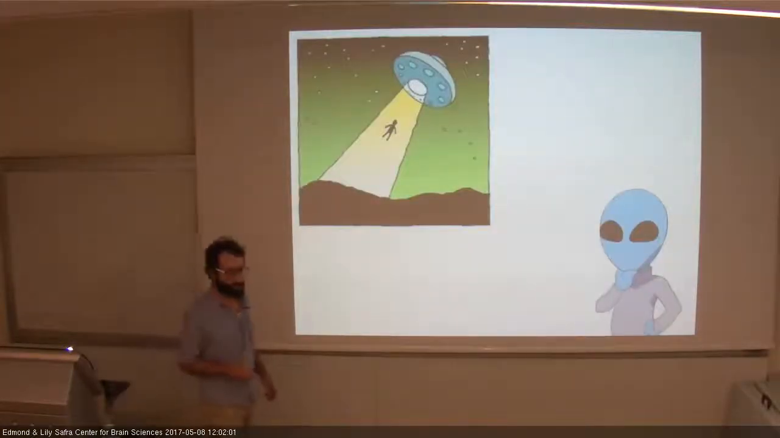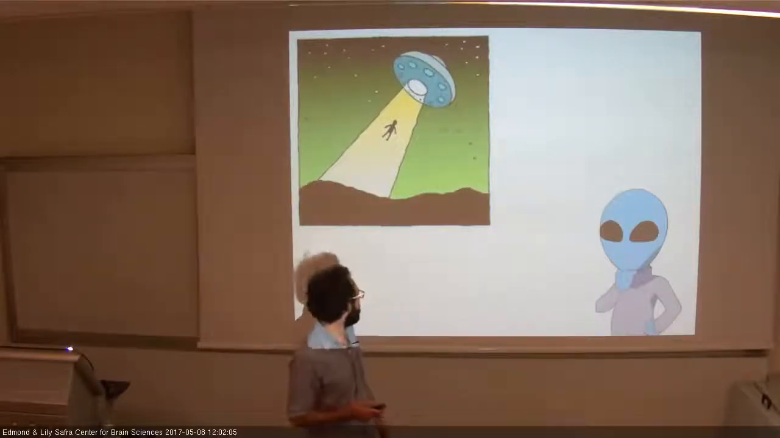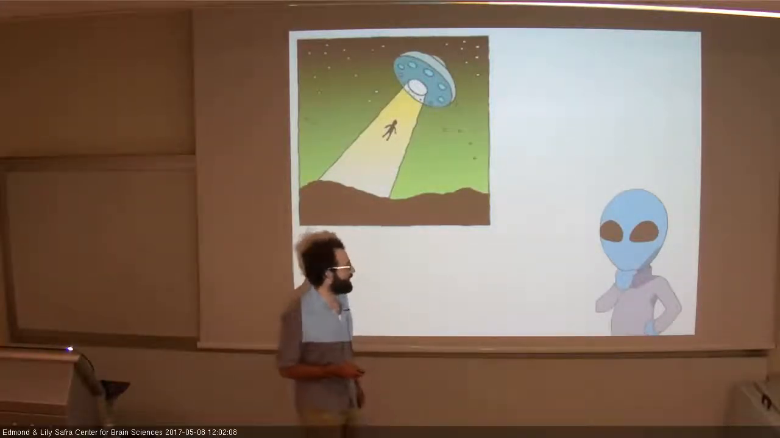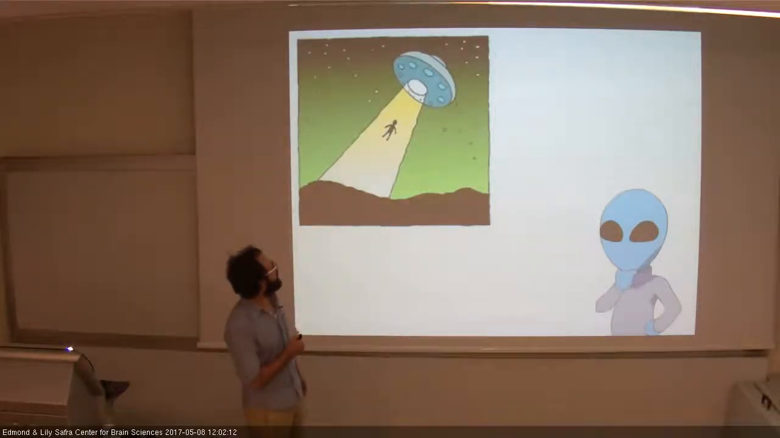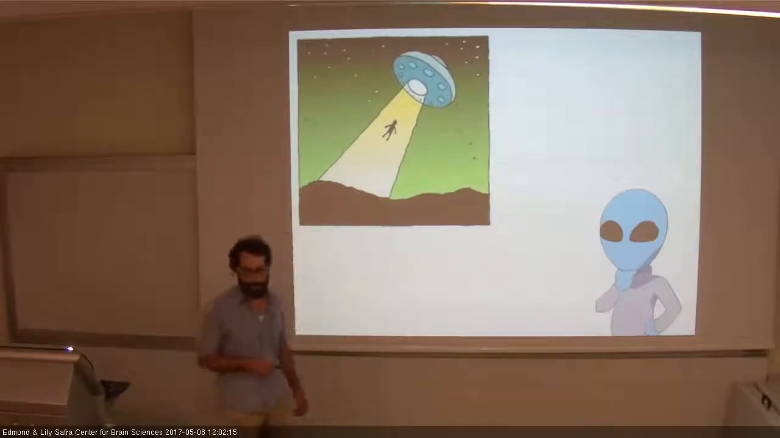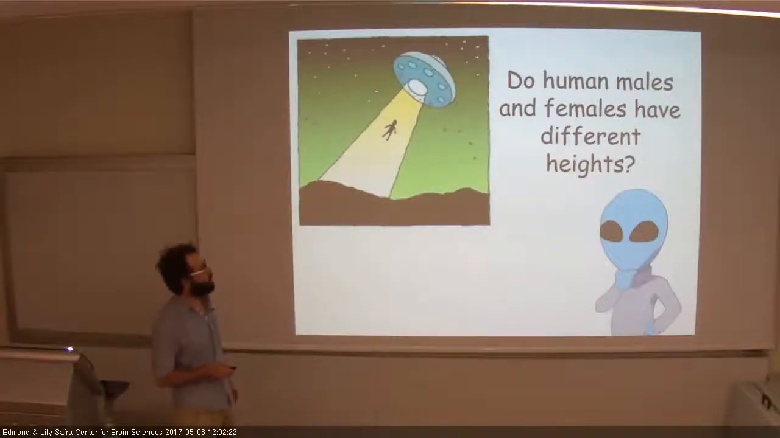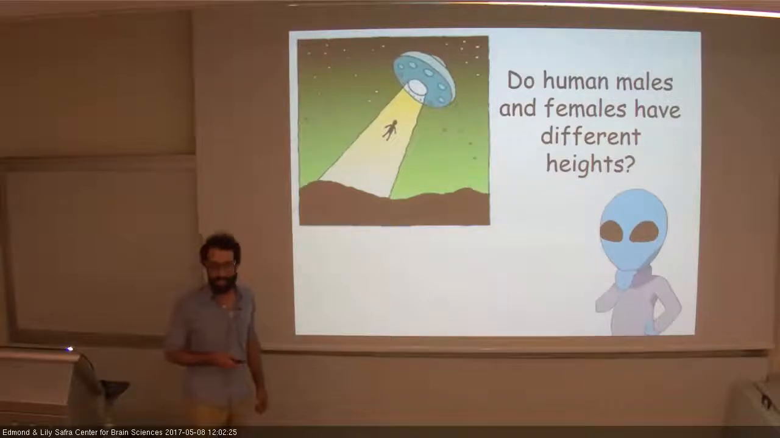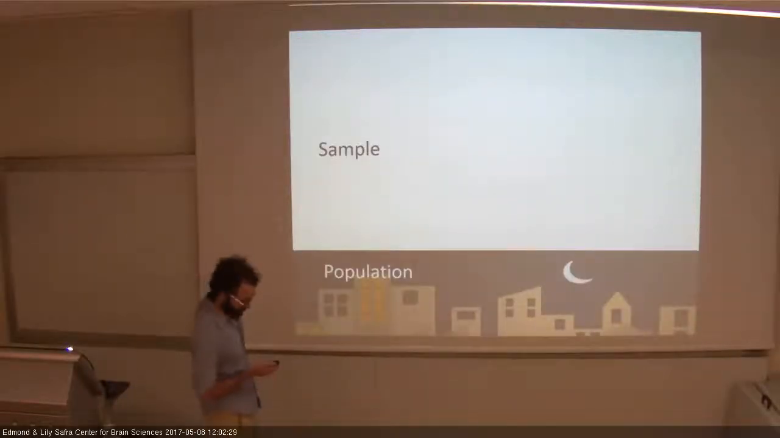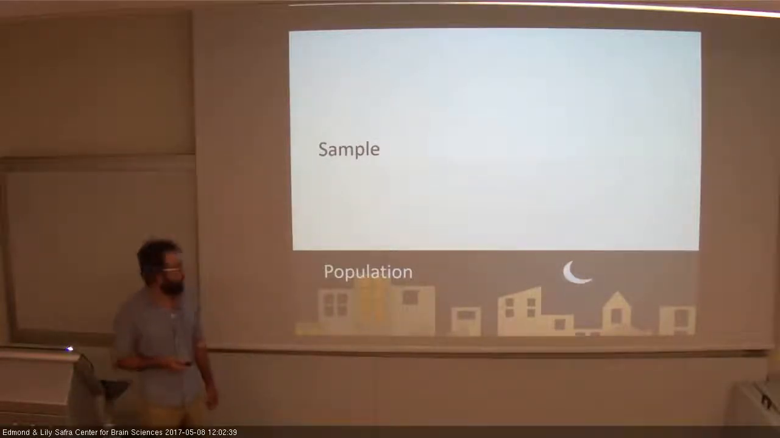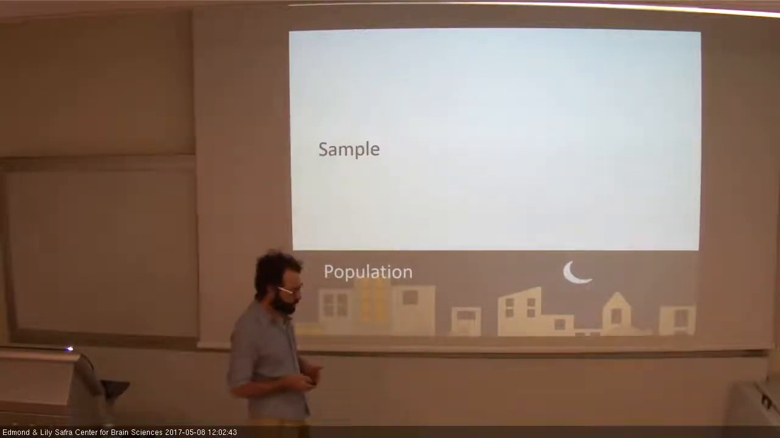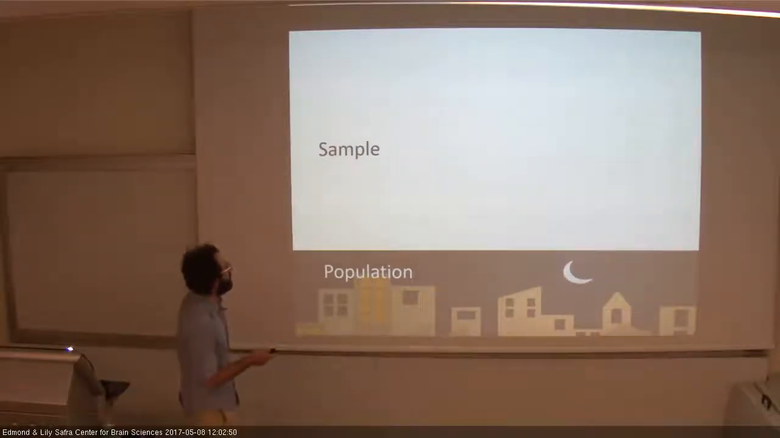So we're going to use the silliest example you've seen in statistics class. We have alien invaders, and they snatch people out of their beds, and they're interested in one important question: do human males and females have different heights? The reason I used the image of aliens is that they know nothing about the actual population of human beings. The only thing they have is the sample, the people that they abduct using the tractor beam.